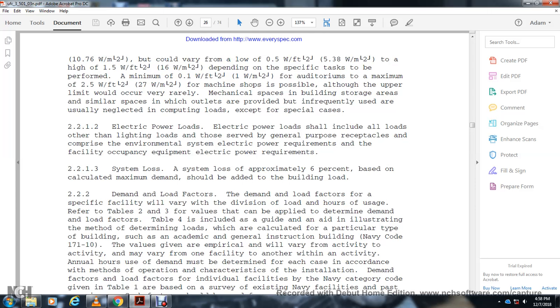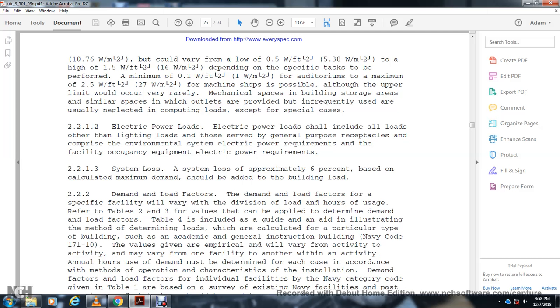It could vary from low, with a half watt per foot squared, to high, with 1.5 watt per foot squared. May have specific tasks performed, a minimum of a tenth of a watt for the auditorium, to a maximum of 2.5 watt for the machine shop of the hospital. Although the upper limits for the occupancy occur very rarely. Mechanical space of the building, storage area, and similar spaces with outlets provided infrequently, can be neglected in the computing load except for special cases.